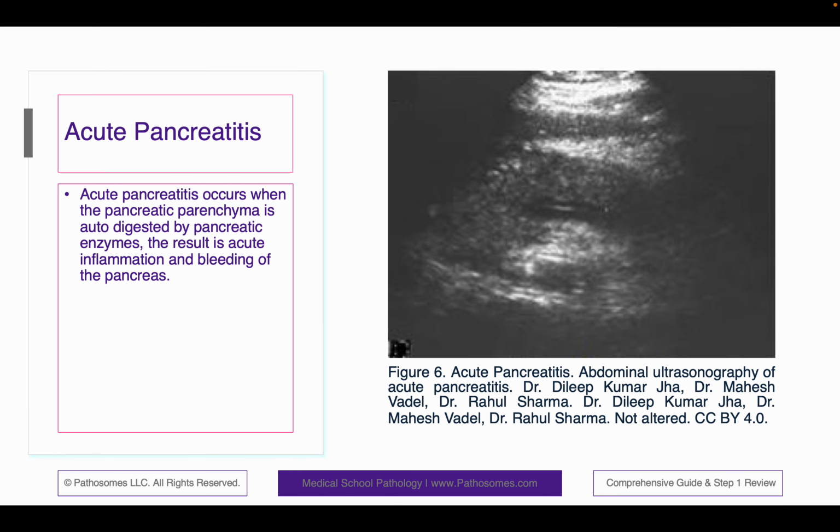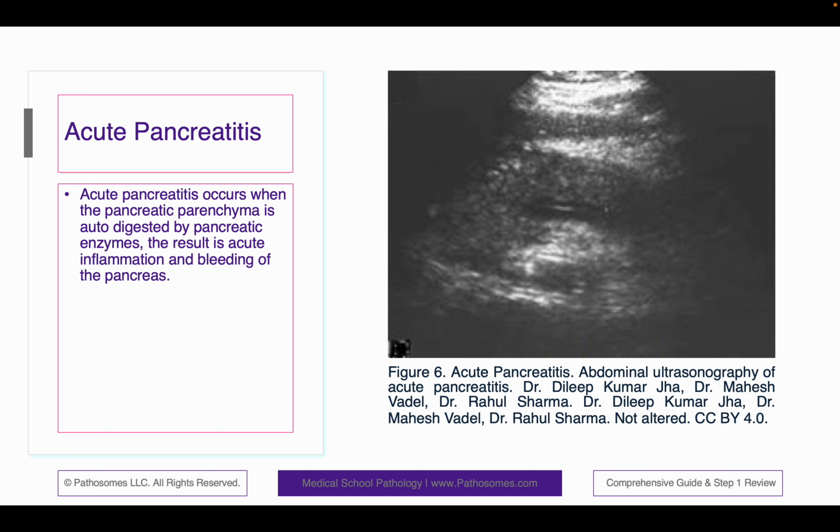You know what's more interesting? Acute pancreatitis, because you will be asked about this, right? This is a high yield topic. Acute pancreatitis occurs when the pancreatic parenchyma is autodigested by pancreatic enzymes. The result is acute inflammation and bleeding of the pancreas.